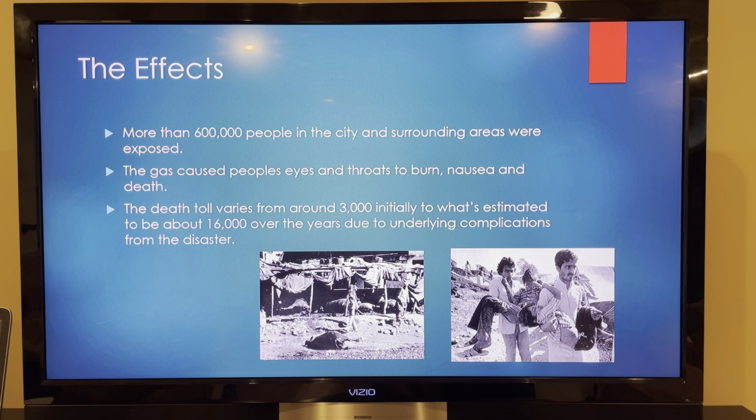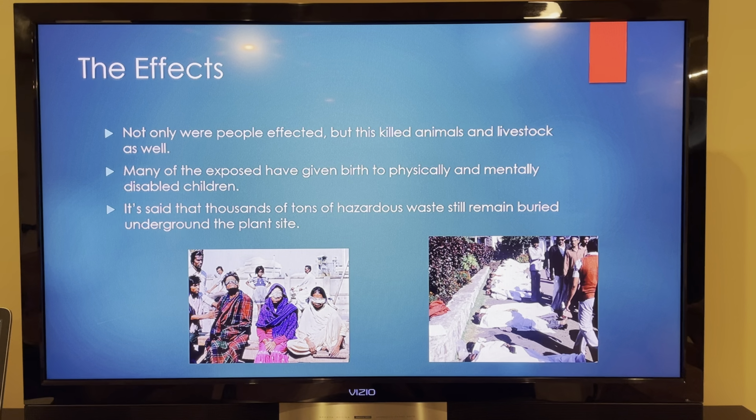And that's something you'll see, for example, like Chernobyl, the nuclear power plant disaster. It killed thousands of people initially, and then years after, people are still dying from cancer, radiation poisoning, all that kind of stuff. So not only were people affected, but it killed animals and livestock as well. It also affected families; many exposed women had given birth to physically and mentally disabled children.